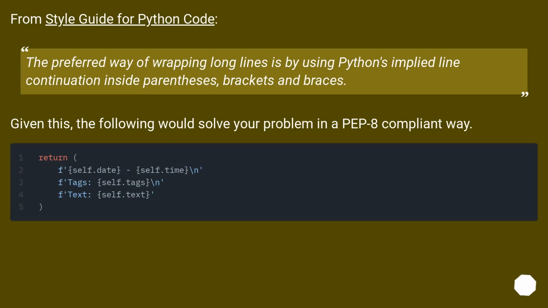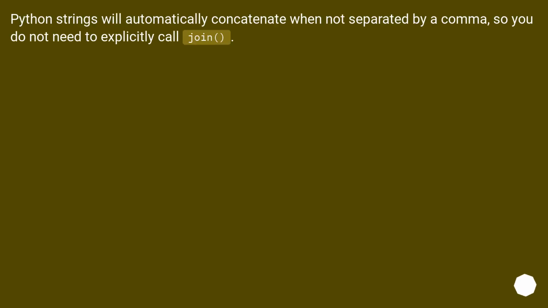From the Style Guide for Python Code: the preferred way of wrapping long lines is by using Python's implied line continuation inside parentheses, brackets and braces. Given this, the following would solve your problem in a PEP8 compliant way. Python strings will automatically concatenate when not separated by a comma, so you do not need to explicitly call join.